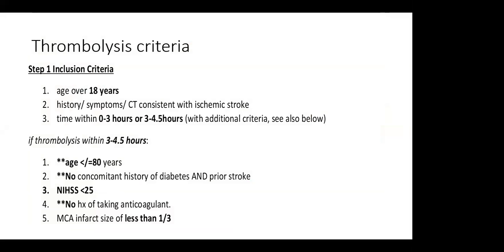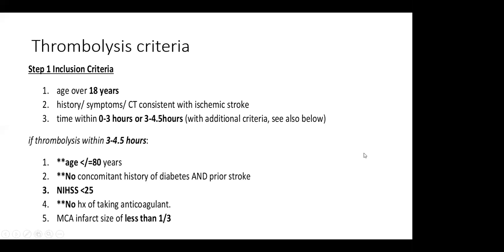So some of the thrombolysis criteria, step one, we need to look into the inclusion criteria. So the age of more than 18 years old, the history, the symptoms, the CT consistent with the ischemic stroke, and the time within 0 to 3 hours or 3 to 4.5 hours with additional criteria. So if the thrombolysis is within 3 to 4.5 hours, we need to look at the age of less than or equal to 80 years old.